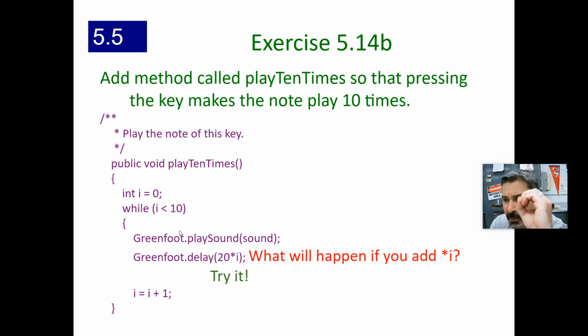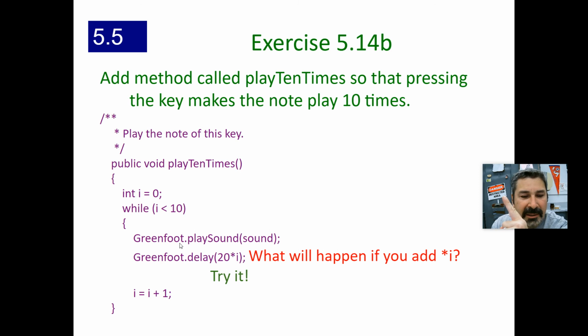All right, so the first iteration through, I is equal to what? Hint, 0. Okay, I equals 0. Is 0 less than 10? Yes, it's going to jump us into this loop. It's going to play the sound, and then Greenfoot.delay 20 times I, which is 0. 20 times 0 is 0, so it's going to delay 0. And then I equals I plus 1, so I is now equal to 1.